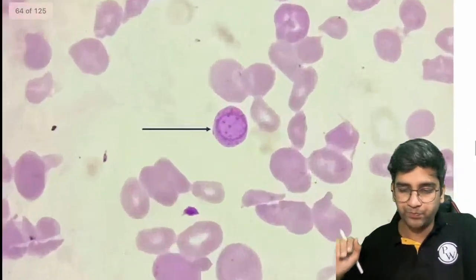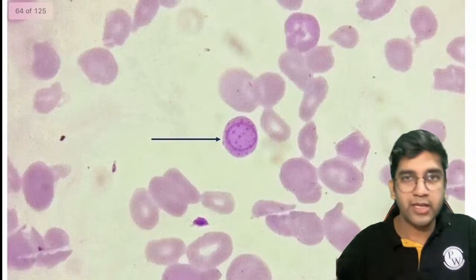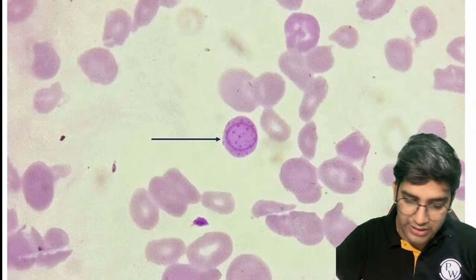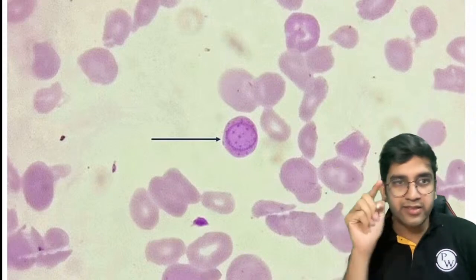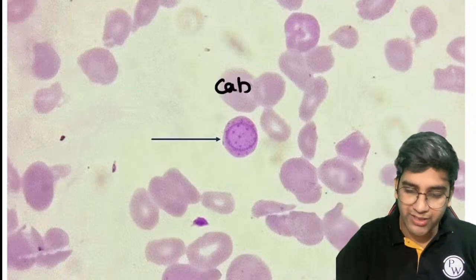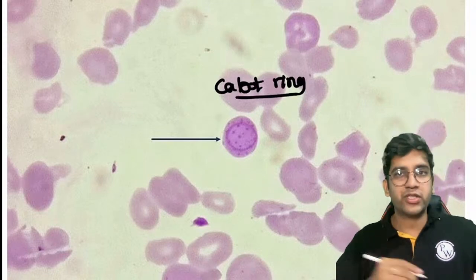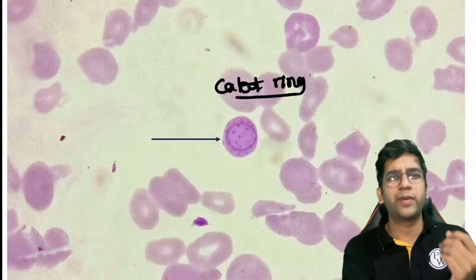Just before ending, there's one more additional finding here. I'm sure you can see that it's a Leishman stain, multiple uniform inclusions. In addition to that, can you see a ring inside the RBC? Yes, that's called a Cabot ring. Cabot ring is diagnostic. Again, it's an easy way to pick up.